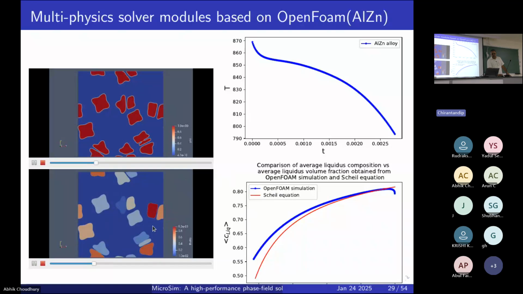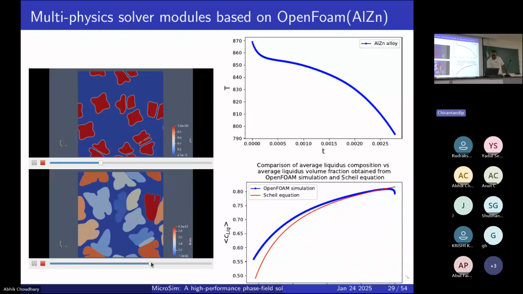So here you start seeing the grains that are growing slowly, and each grain will start becoming a grain, right? And here you can see that eventually the liquid is finishing off.